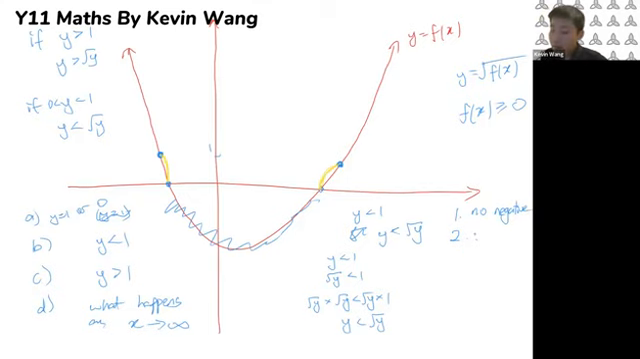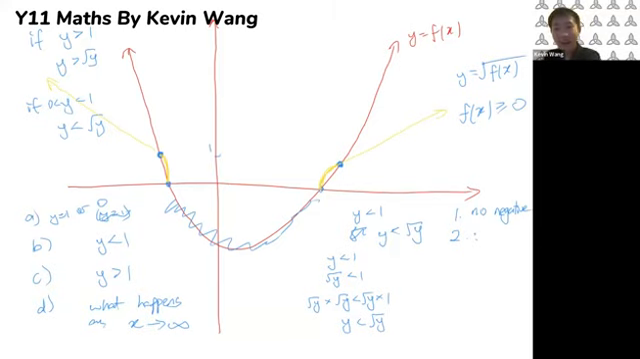Now, when y is greater than 1, in other words, when we consider this part of the function and this part of the function, the new function will be less than the old function, because if y is greater than 1, y is greater than root y. That means it will be less than. In other words, it will look something like this. As you can see, the new function is less than the old function.